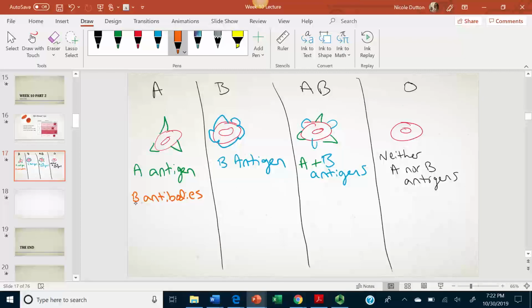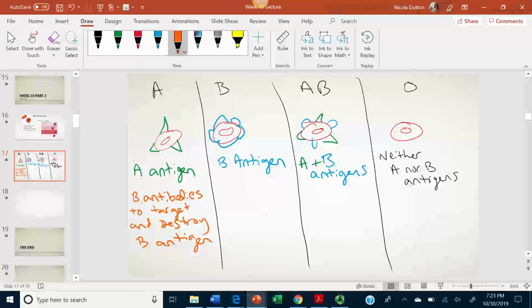Antibodies want to kill whatever they're against. So they produce B antibodies to target and destroy the B antigen. So if you have a patient that has blood type A and you give them a blood transfusion with type B blood, these B antibodies are waiting in the serum of this patient. So the incoming B blood will be attacked by this patient's antibodies.